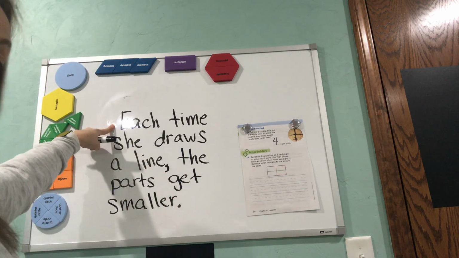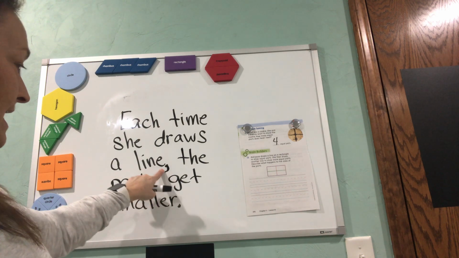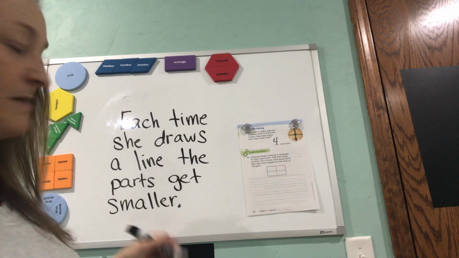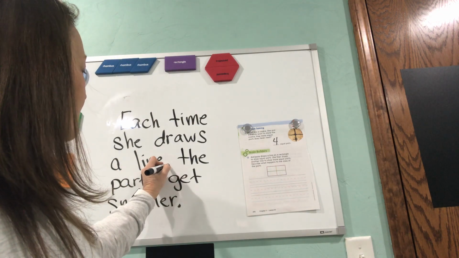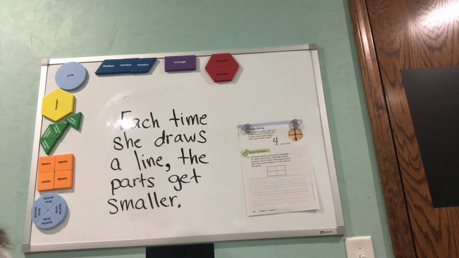So remember I started with an uppercase letter because I am writing a sentence and I ended with a period. And then you'll notice right here after line, I use this one here. So let me erase that one and make it again so you can see. That's a comma, so when I make my comma, I just do a period and then add a monkey tail. So each time she draws a line, the parts get smaller.